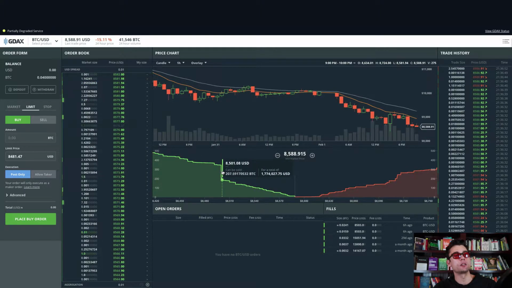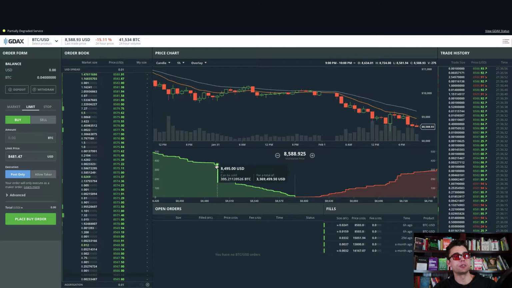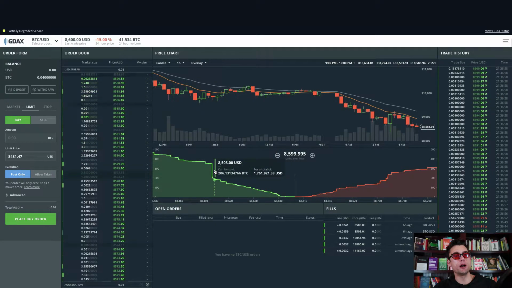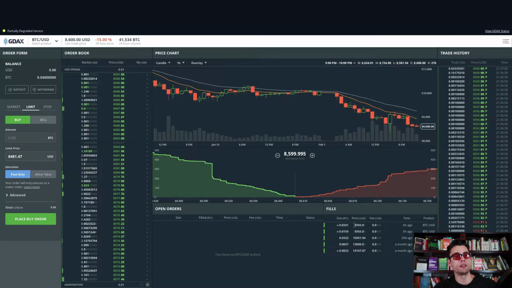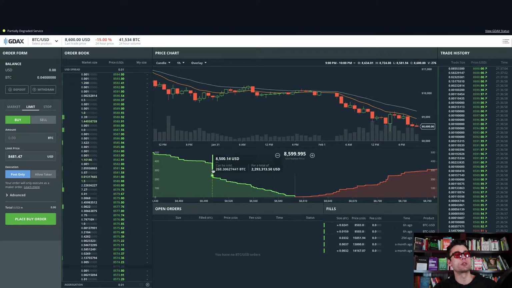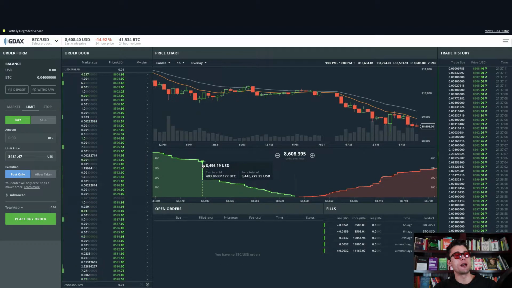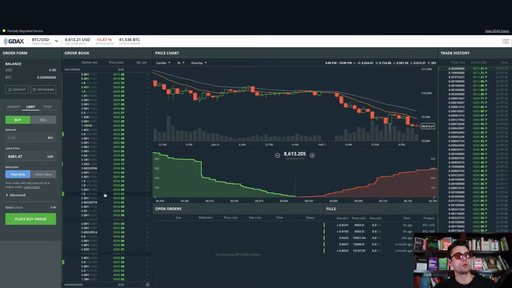So it's probably not going to go below 8,500. And that's actually where I put all of my orders in, which you can see right here, 8,500. So that's a really good support level right there. So you could check this graph, or this graph, and see where the really big, large orders are, and what they're selling at.